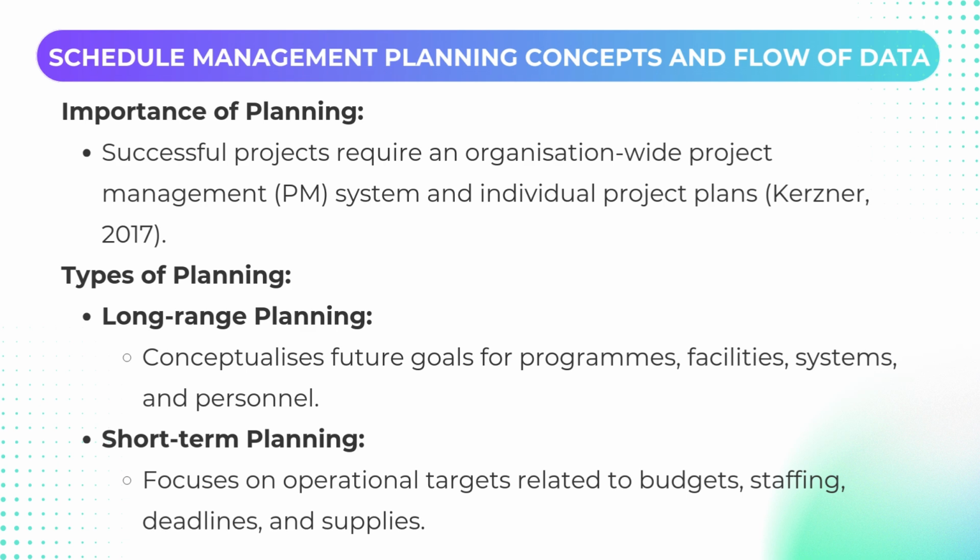Then you've got your types of planning. So let's have a quick look at this. Long-range planning conceptualizes future goals for programs, facilities, systems, and personnel. So long-range planning in project management involves developing a strategic framework for projects that extend over a significant period, often several years. This approach focuses on aligning projects with the long-term goals and visions of an organization.